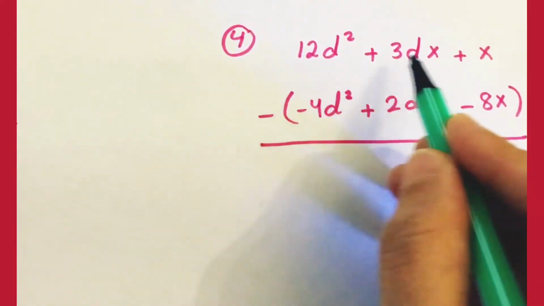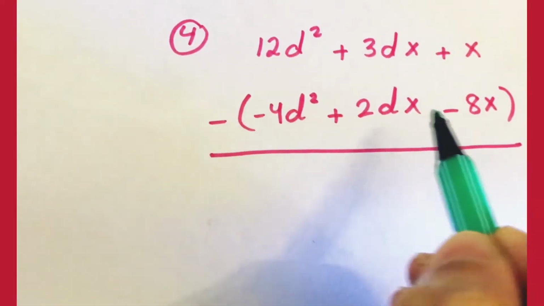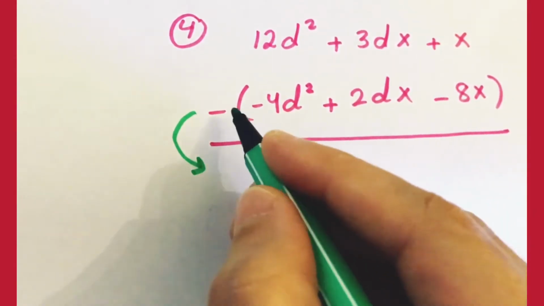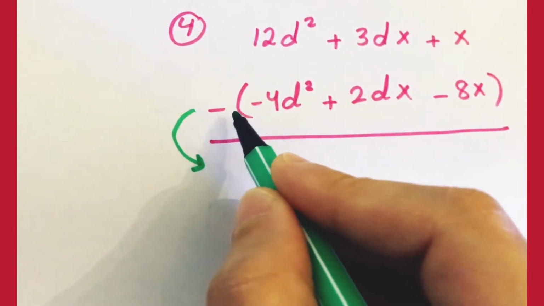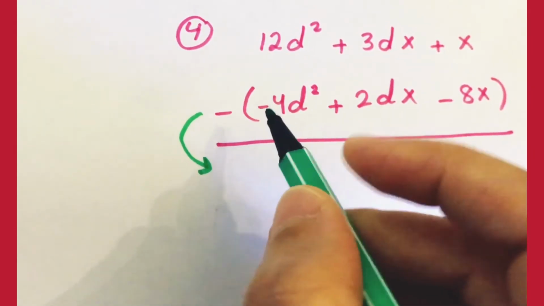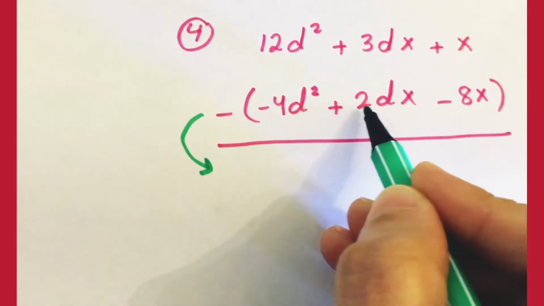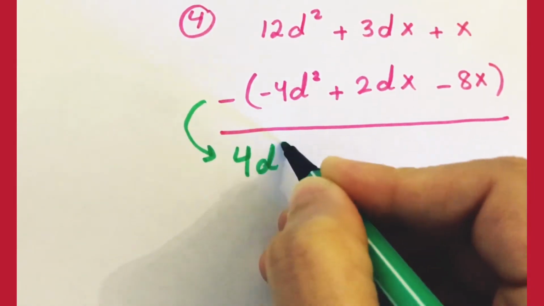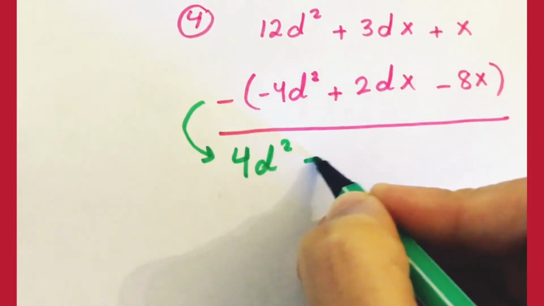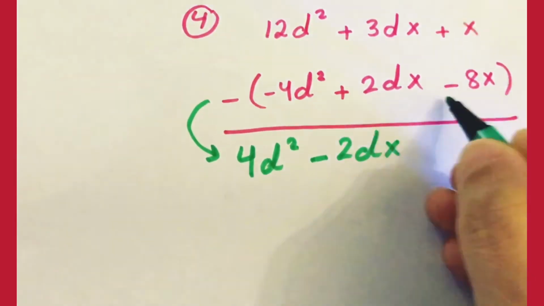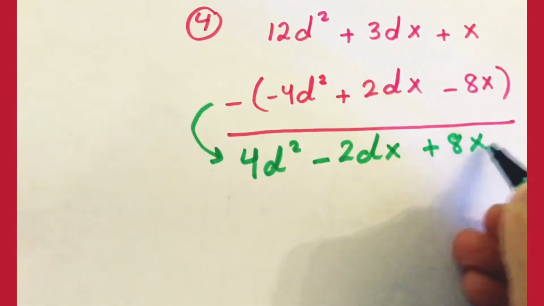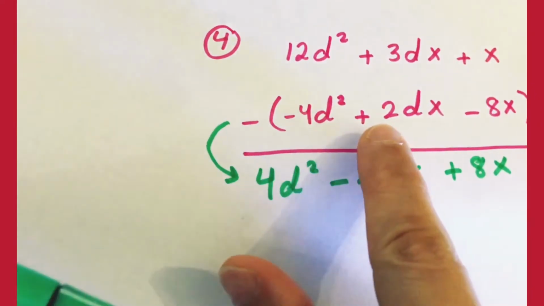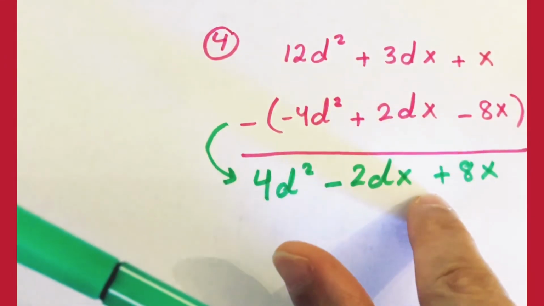This one I will not do anything with. I will change the signs of this. It will be like this. Negative times negative. I will change all the signs because negative will change all the signs in the polynomial. It will be positive 4d square. Here will be minus 2dx. Here will be plus 8x. See, we change all the signs. Negative will be positive, positive will be negative, negative will be positive.